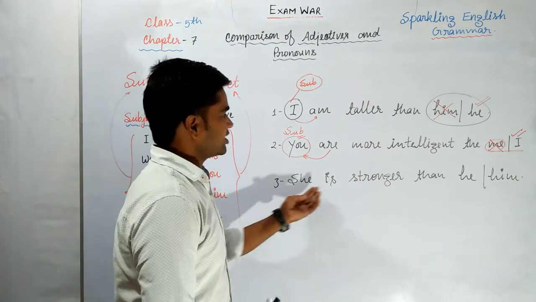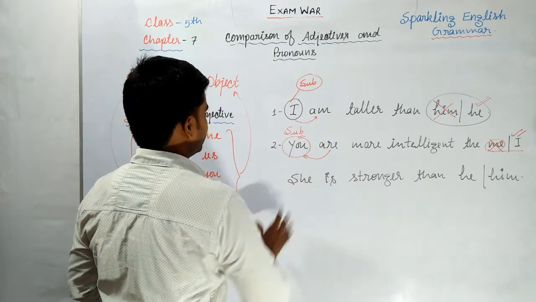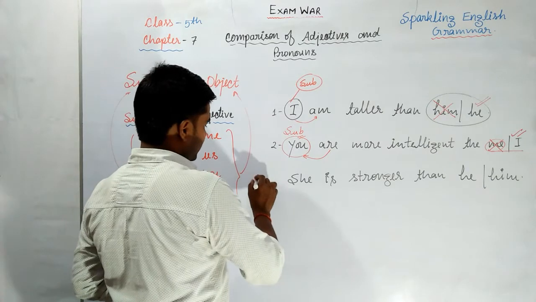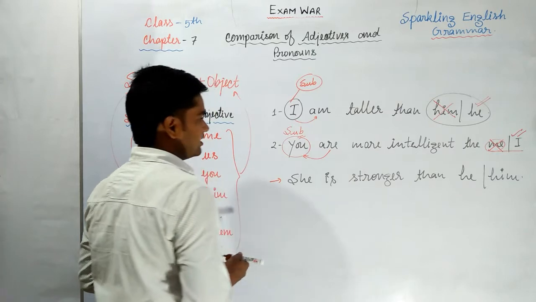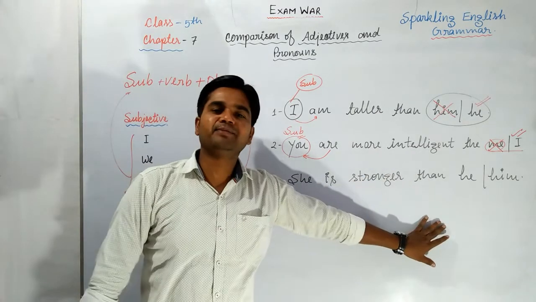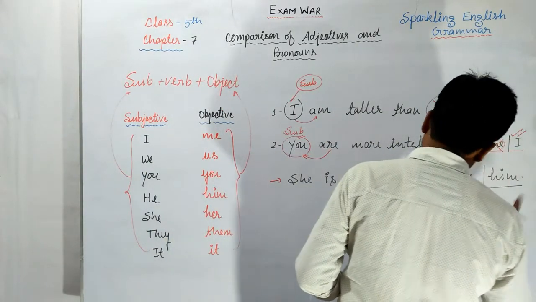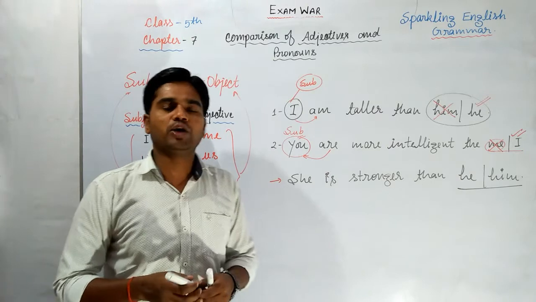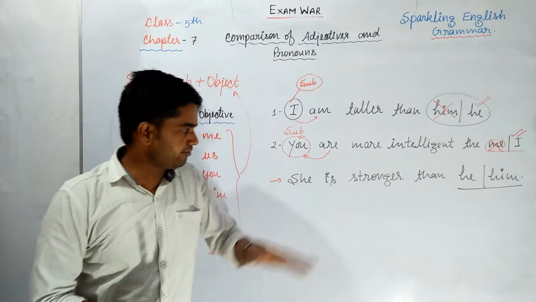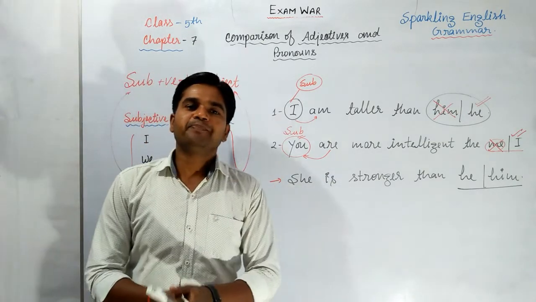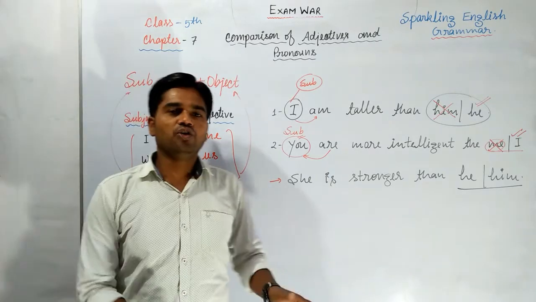Next one. She is stronger than he or him. So dear students, you have to answer this question. This question is for you, and you have to write the answer. What will be the right answer? He or him. Either he or him. Answer of this question you have to give me through the comment box given below the video. So dear students, this was the comparison of subjective to subjective case and objective to objective case.